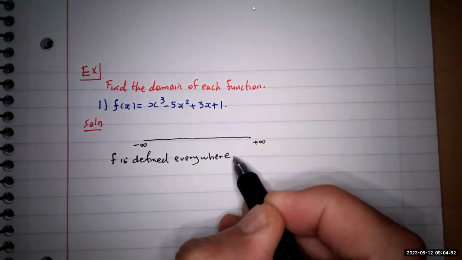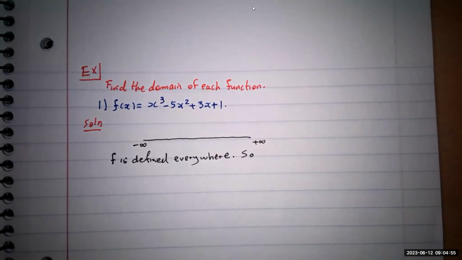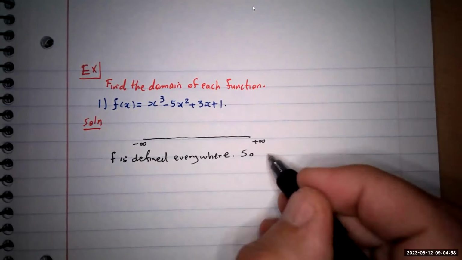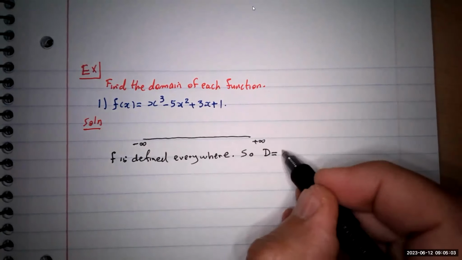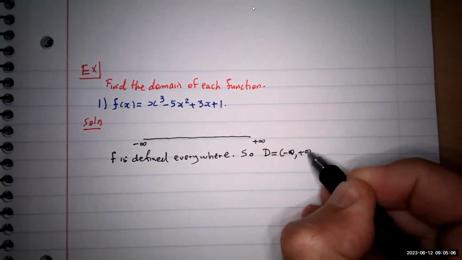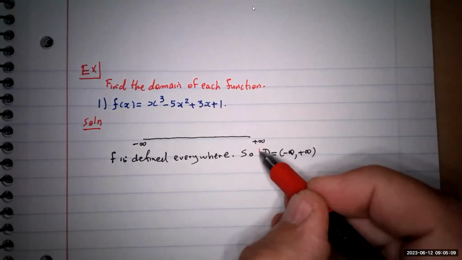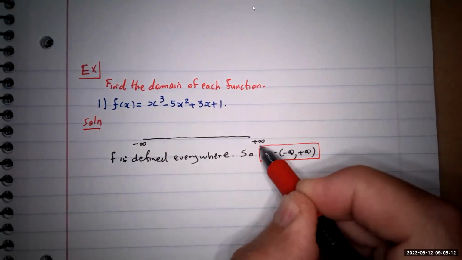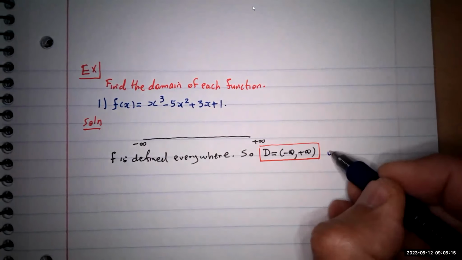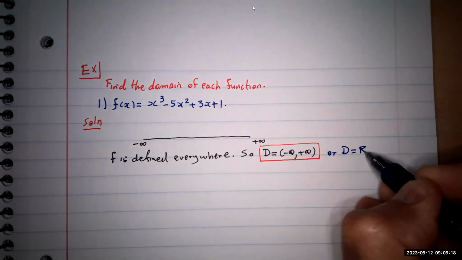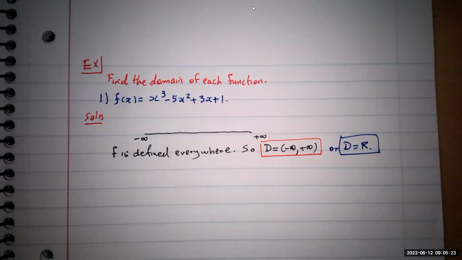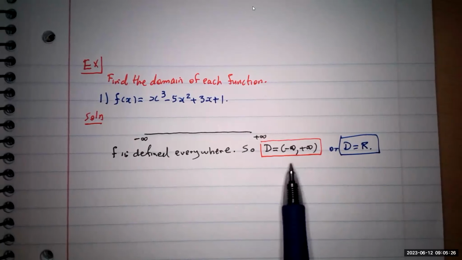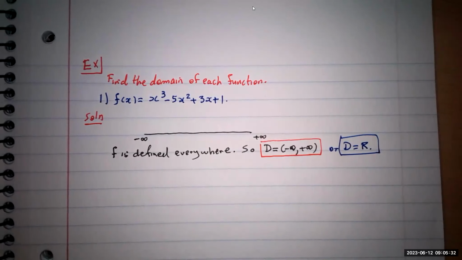Just for your information, what's the domain of the function? You have to write the domain in interval notation only. So the domain would be everything between negative infinity and positive infinity, negative infinity up to positive infinity. That would be the domain of this function. Of course, an easier way to write it, which we accept, is simply D equals R, the set of all real numbers. But we prefer interval notation for this course. So throughout this course, this is the notation I'm going to use. Any question?